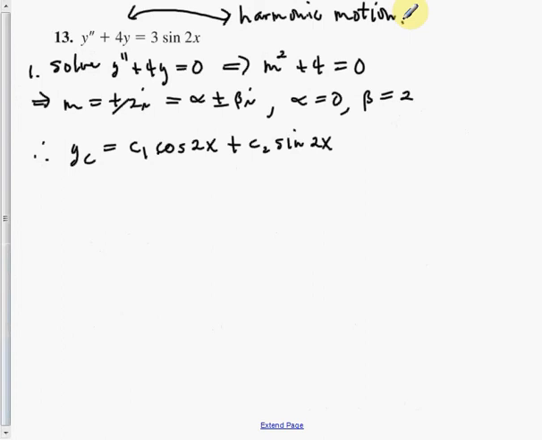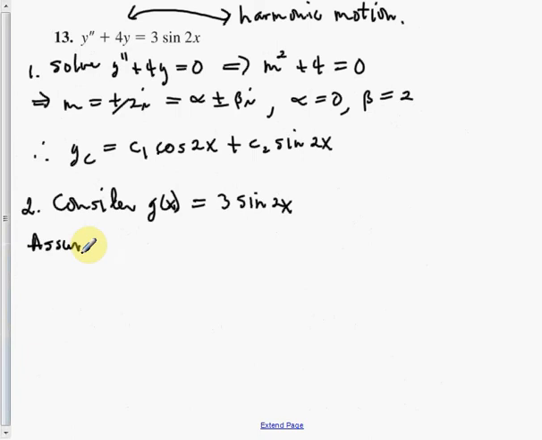So, part two, consider g of x. G of x is equal to 3 sine 2x. So, we need to assume the form for y sub p. So, assume y sub p of the form y sub p equal to, what do you say?